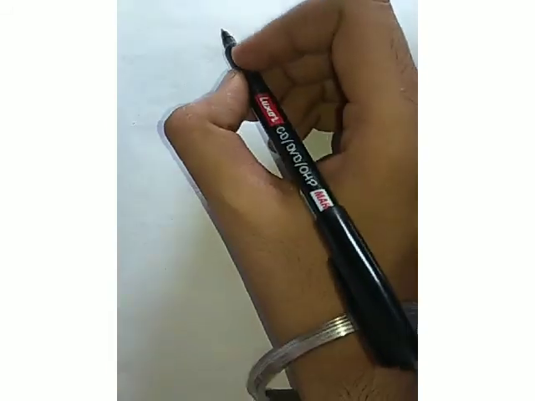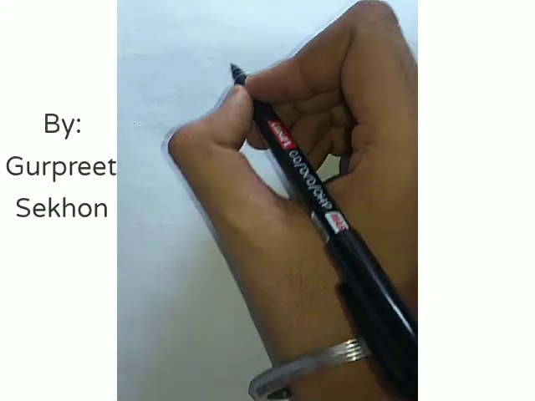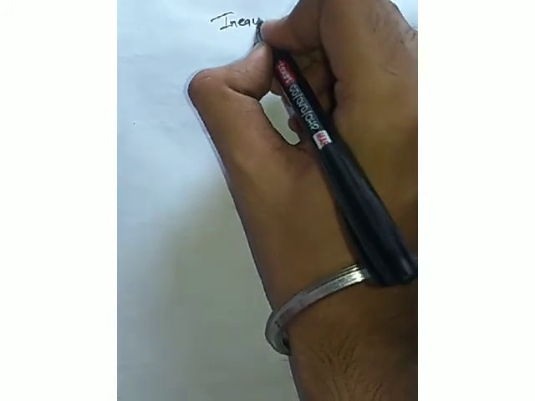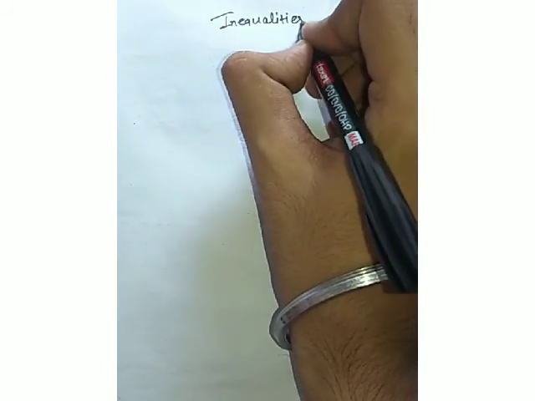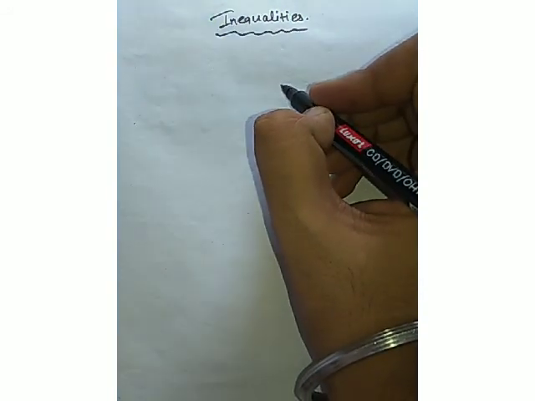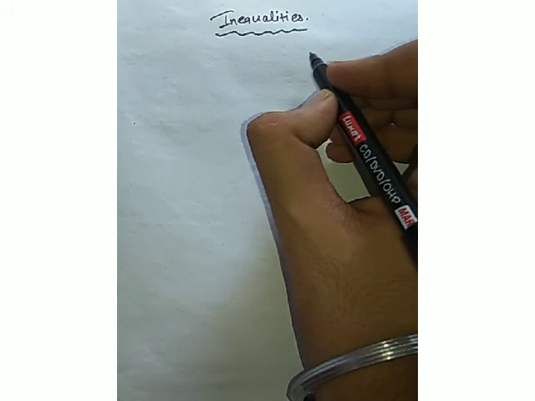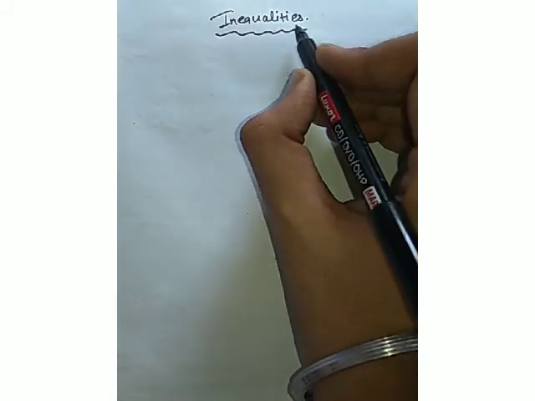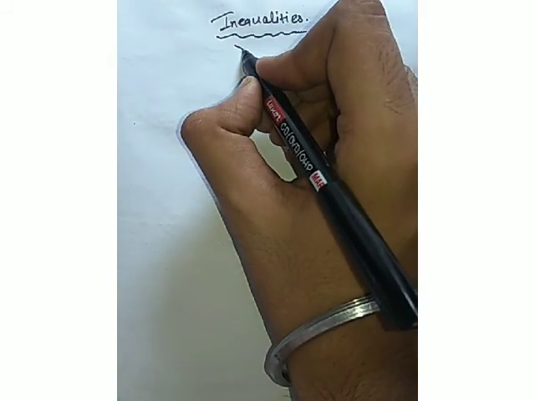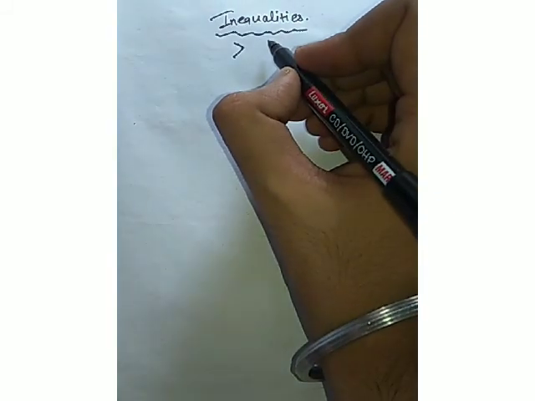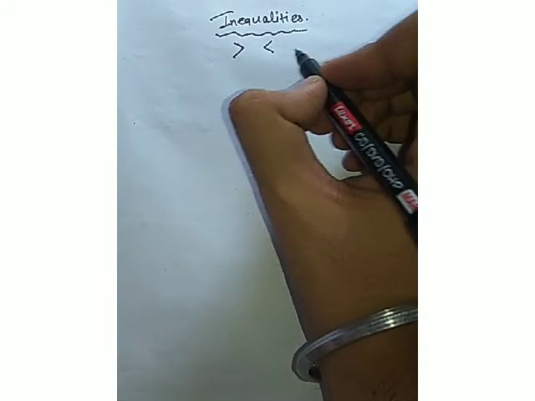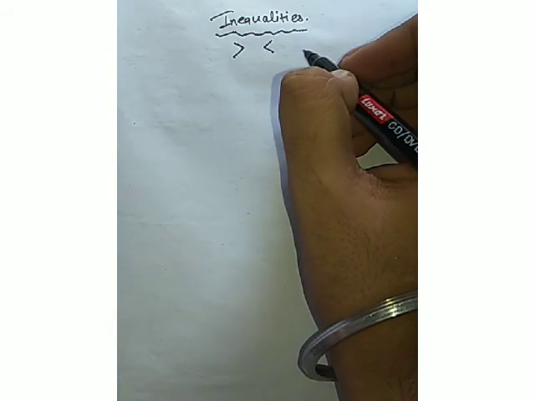Today we'll be discussing the last topic of the chapter Triangles of ninth class, that is inequalities in a triangle. So far we have discussed how two triangles can be congruent, how the corresponding sides and corresponding angles can be equal. Now we will be talking about inequalities. What is there in inequality? Which side or angle is greater than any other side or angle, and which side or angle is less than any other side or angle. We'll be dealing with these kinds of concepts.